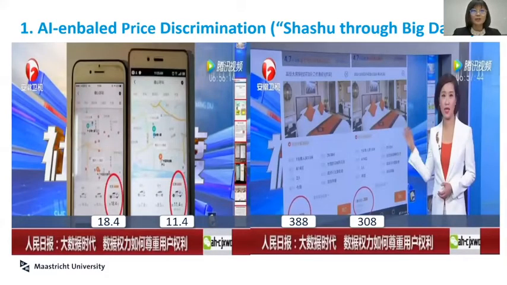Let's start from a report in March 2018. It was the first time that AI-enabled price discrimination, the so-called big data killing familiarity in China, was introduced to the public by the mainstream media. In the first case, a taxi hailing app, Didi Taxi, offered different prices to passengers who simultaneously called for the same type of taxi from the same place of departure to the same destination. However, the passenger calling by Apple device was charged higher than the one by Android device. Another similar case is that the loyal customer was charged more than a new customer when they ordered the hotel room on the same website at the precise same time.